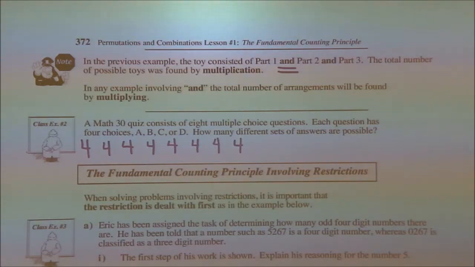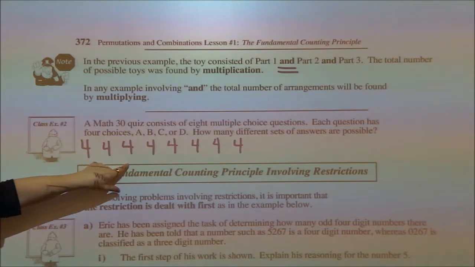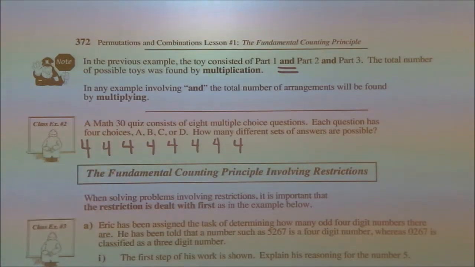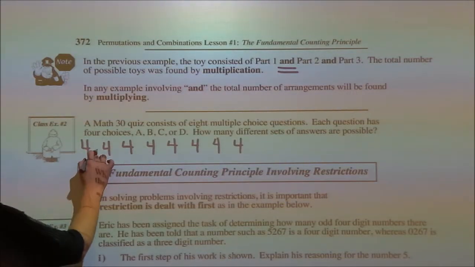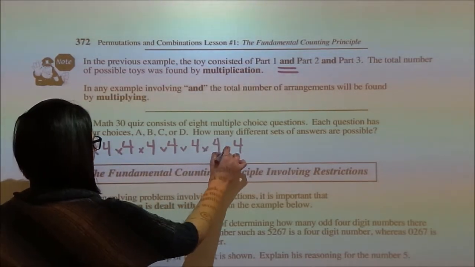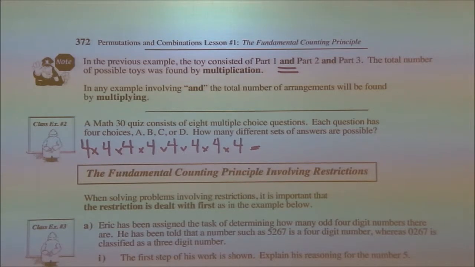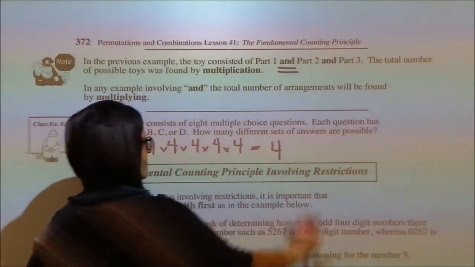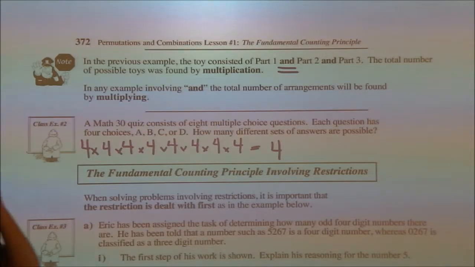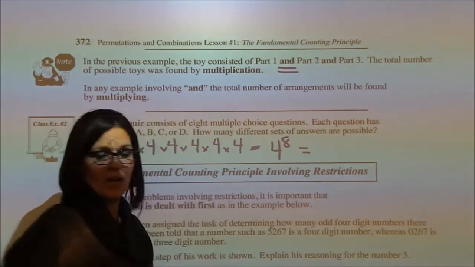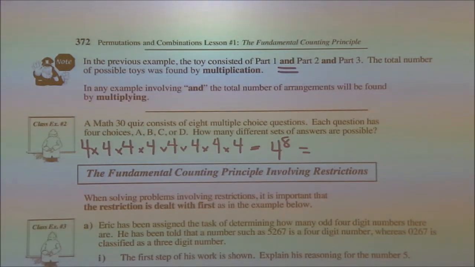What operation goes between all of these? Think of this as being task A, and then task B, and then task C. So the word "and" would be multiplying. If I take 4 and I multiply it by itself 8 times, can I simplify that? Four to the power of 8. Which would be how many possible sets?